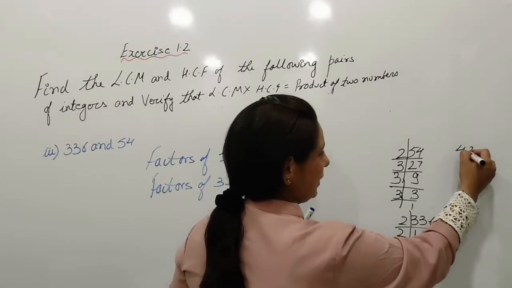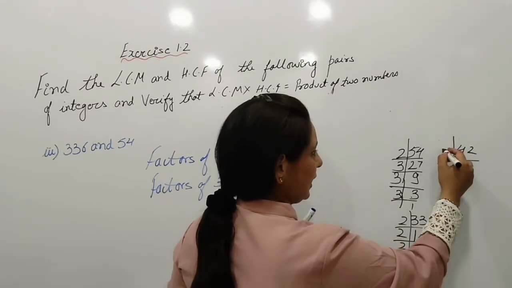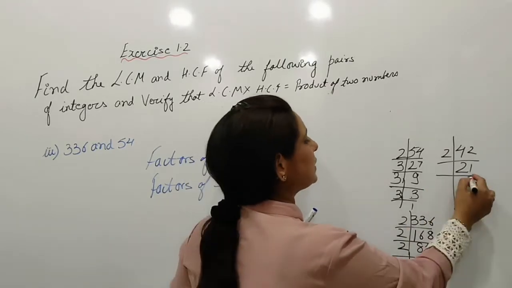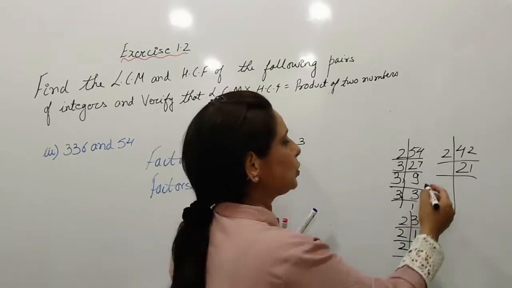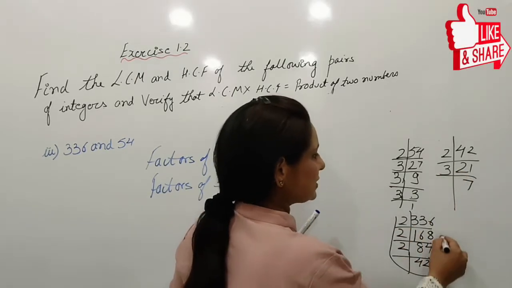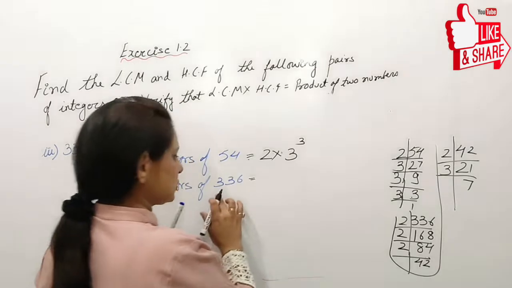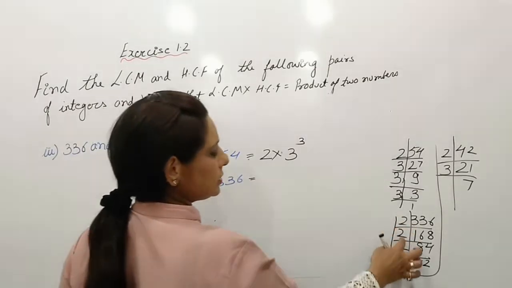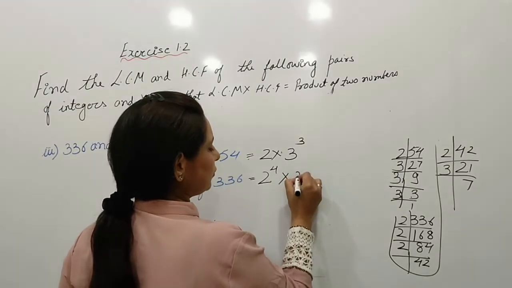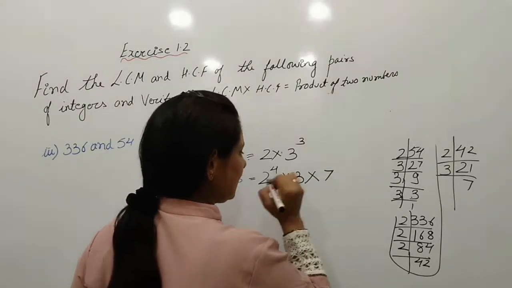I am continuing it here. So again it is going by 2. It will give 21. 21 is not divisible by 2. So we will take 3 and then 7. So in this continuity, what are the factors of 336? 1, 2, 3, 4. 2 raised to 4 into 3 into 7.